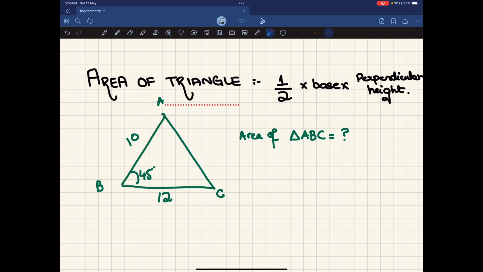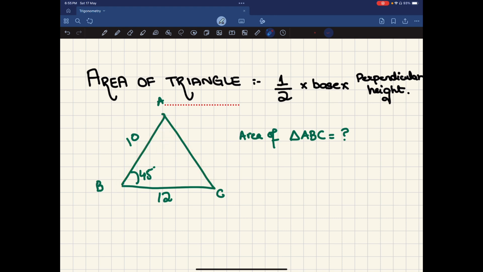So this 45 degrees is an included angle because it is included by the lines AB and BC. If we take the lines AC and CB, what will be the included angle? The angle C is going to be the included angle. Similarly, if we take AB and AC lines, which will be the included angle? Angle A is going to be the included angle.